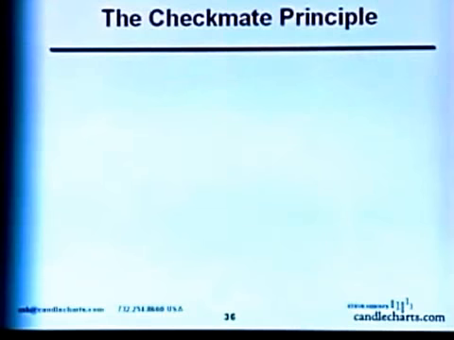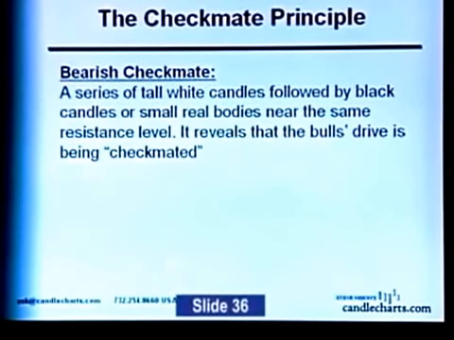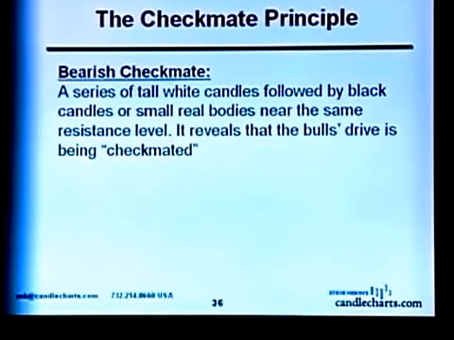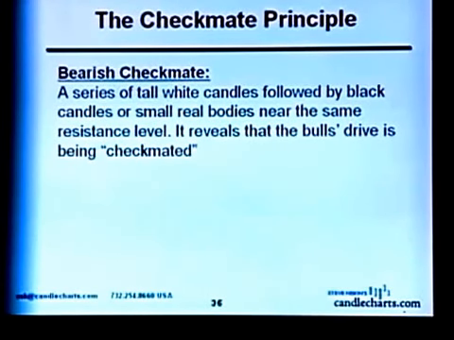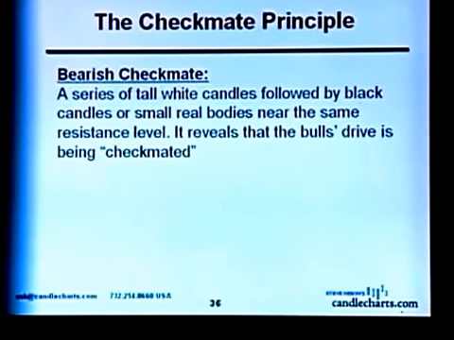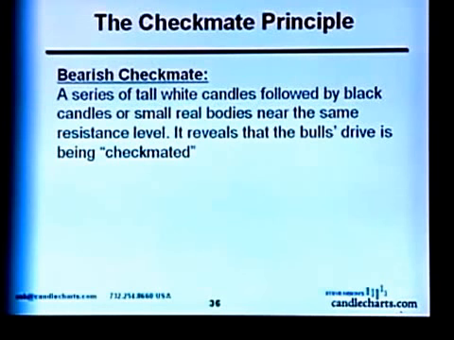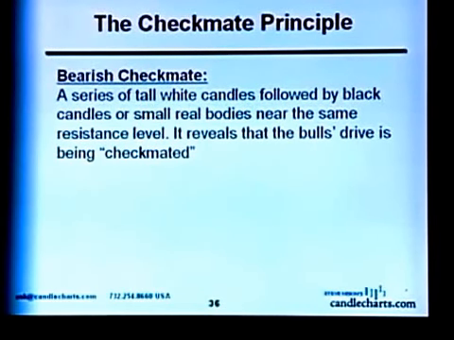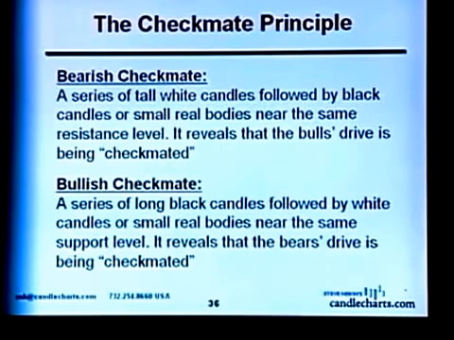A bearish checkmate. That's when we have a series of white candles, because that shows us the bulls are in control. We have a series of white candles followed by black or small real bodies near the same resistance area. And what it's actually showing us is that the bulls can't maintain control of the market. The rally is being checkmated. The bullish checkmate is the opposite: a black real body and then no follow-through to the downside.